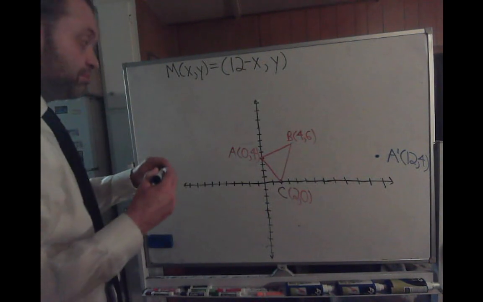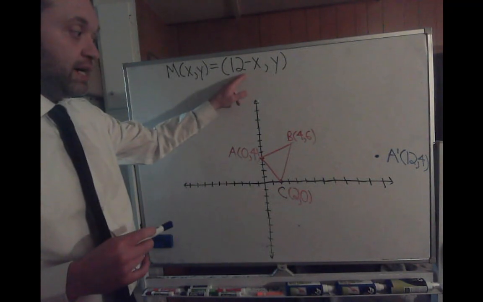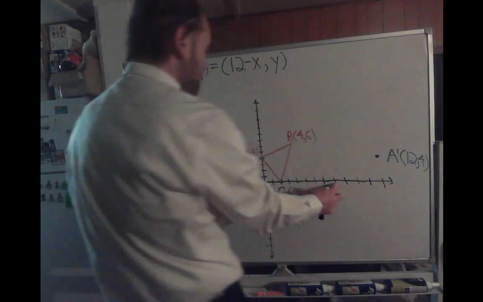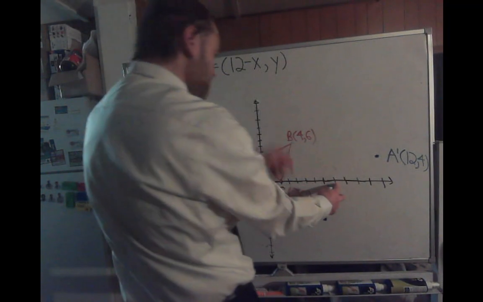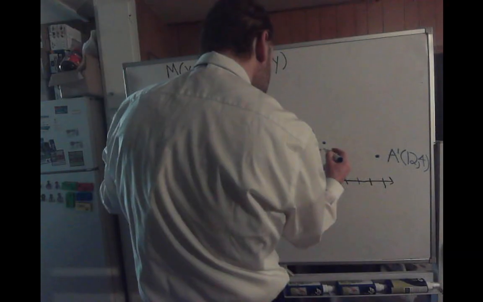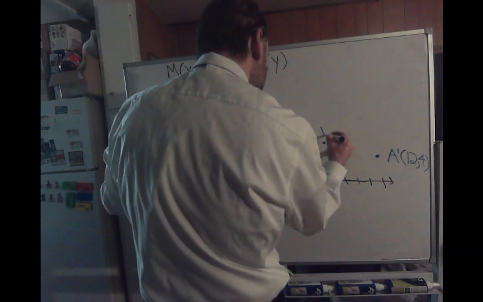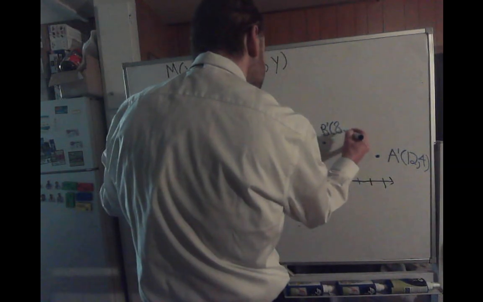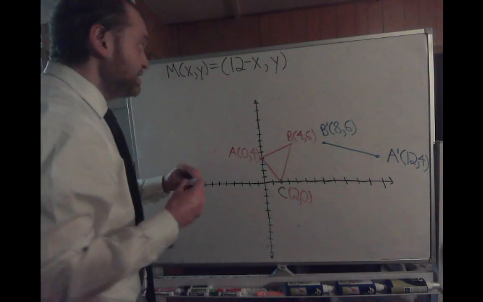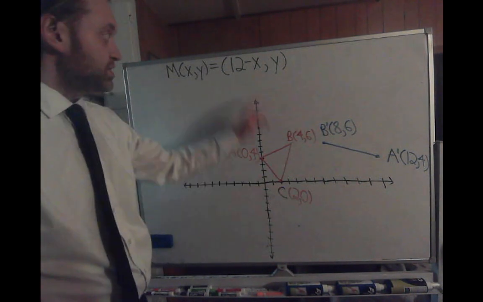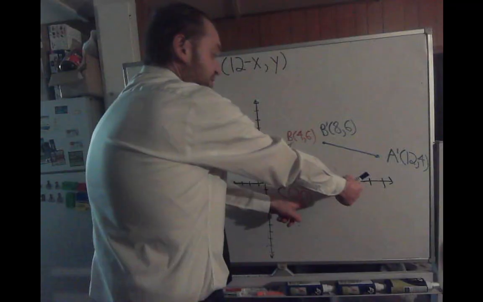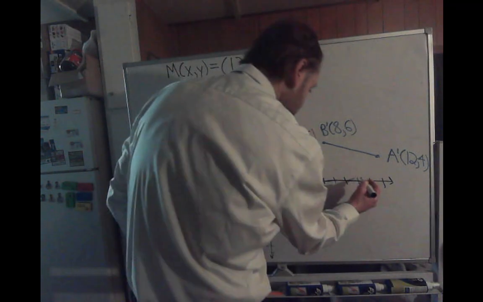Now, to find B prime, put in 4 for your x. 12 minus 4 is 8, which would put me right here. Then put in 6 for your y. Well, that would put me at 8, 6. So you'll have B prime at the point 8, 6. Let's go ahead and connect those. Then let's find C prime. If I put in 12 minus 2 for where my x is, I would get 10, which would be right there. Put in 0 for my y, I would literally be at 10, 0.